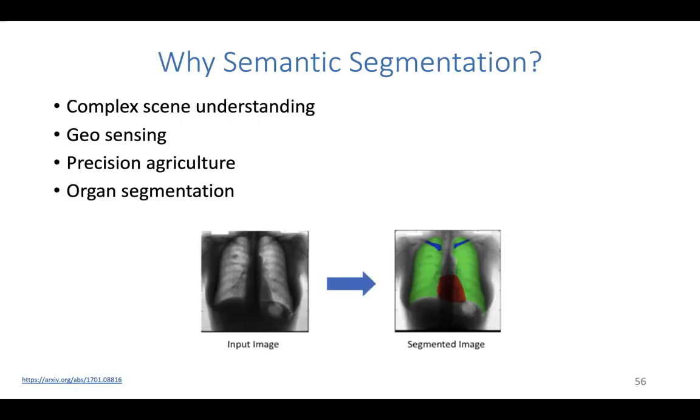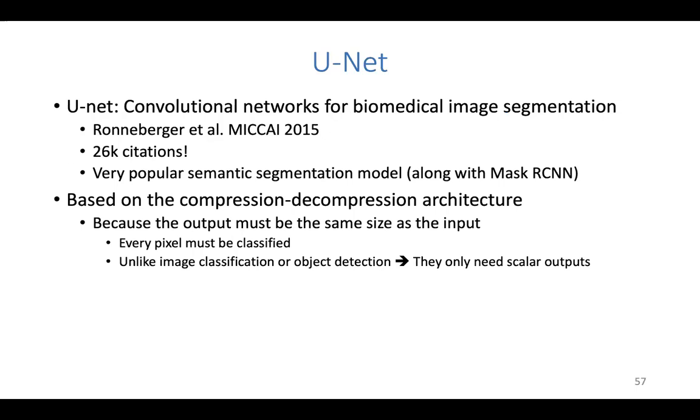So this is the end of the introduction for semantic segmentation, and UNet is what we're going to study today. UNet is probably the most popular model for performing semantic segmentation, along with Mask RCNN. Mask RCNN is a little bit different, but UNet is probably the most important or the most widely used semantic segmentation model, at least in the biomedical domain.